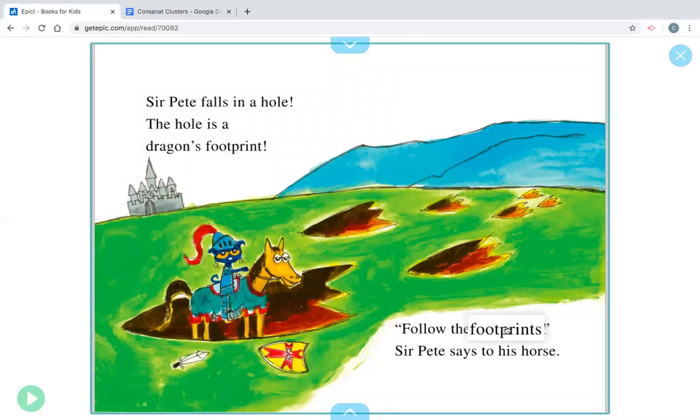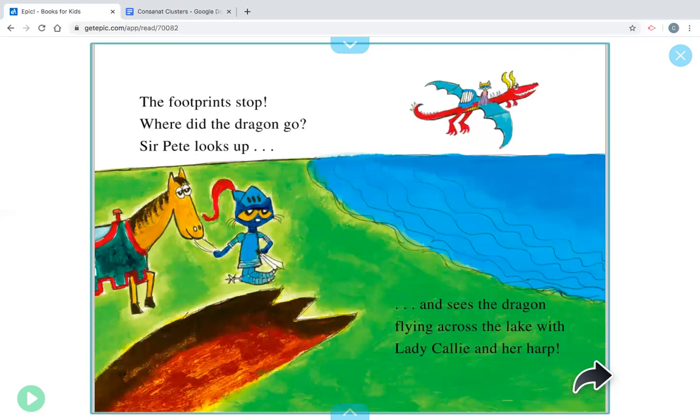Follow the footprints, Sir Pete says to his horse. Any consonant clusters down here? Nope. I don't see anything. The footprints stop. Where did the dragon go? Sir Pete looks up.